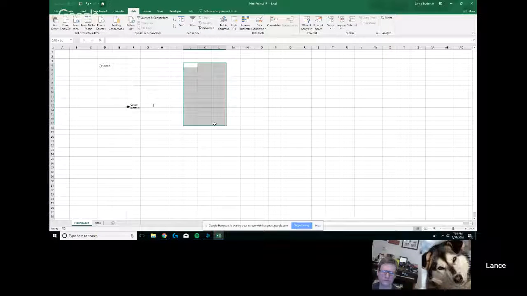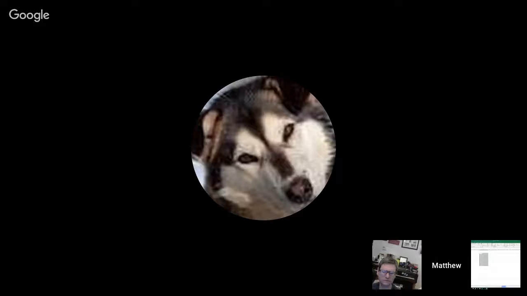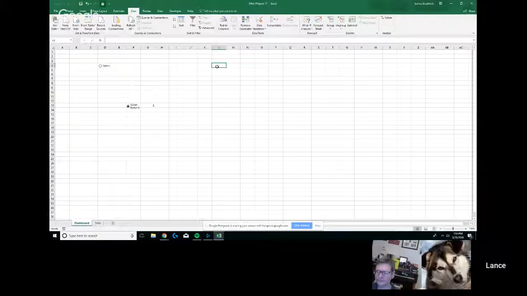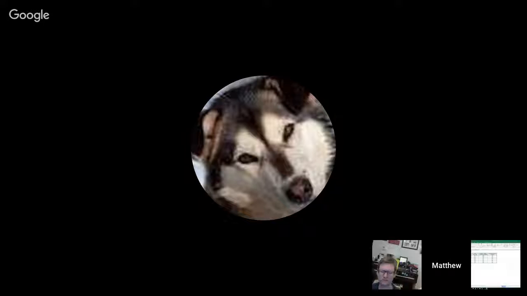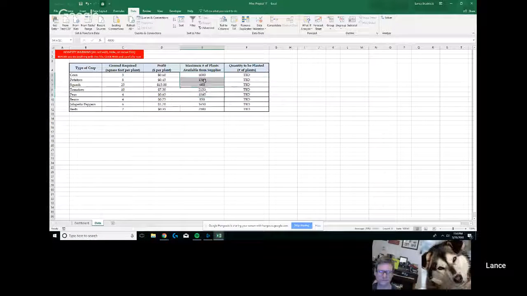how much land he has. Because he wants to know total profit, you're going to have your total profit equals plant, maximum plants available from supplier. This is also another constraint that you have to keep in consideration: the maximum number of plants available from supplier. And I'm figuring out how much the total available square footage is.